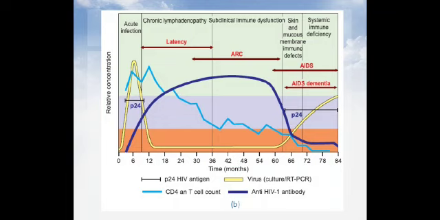Then you see the stage of AIDS, that is acquired immunodeficiency syndrome. Then if you see the yellow line, it shows P24 antigen is very high during the acute infection, but antibodies are not there. So, the screening tests may be negative, but P24 antigen detection will definitely be positive in this window period.